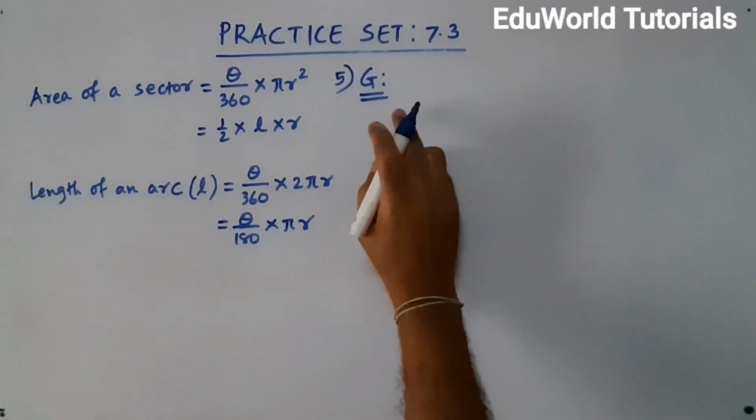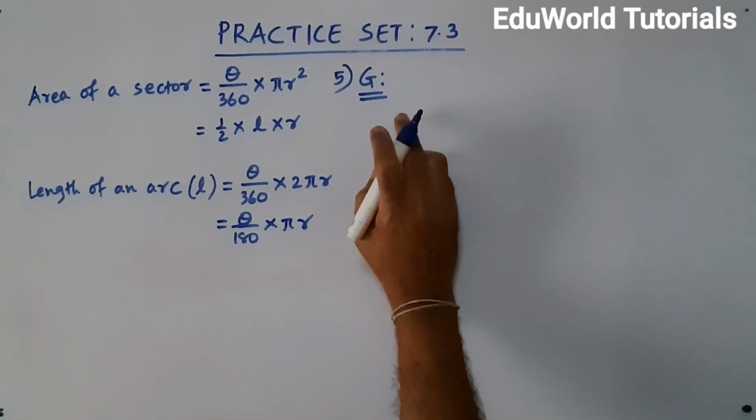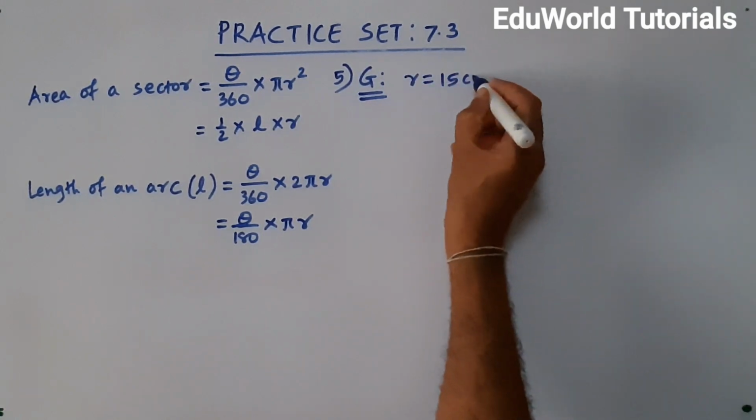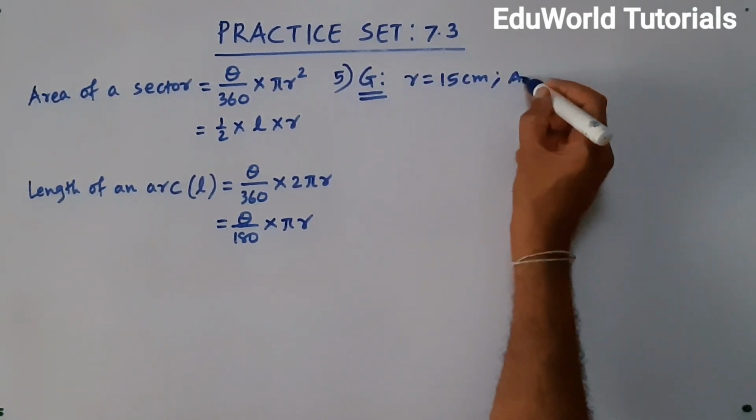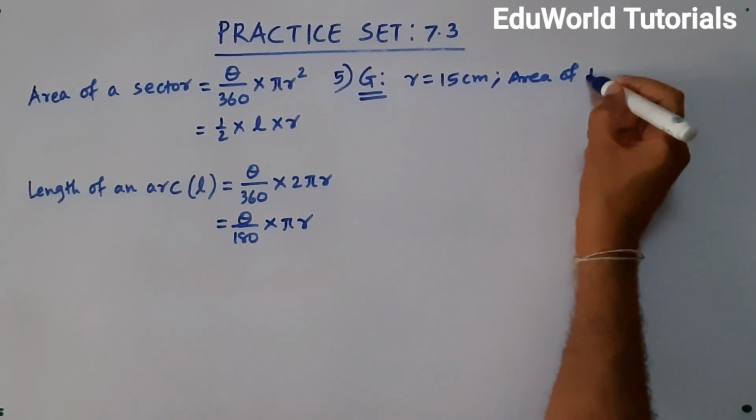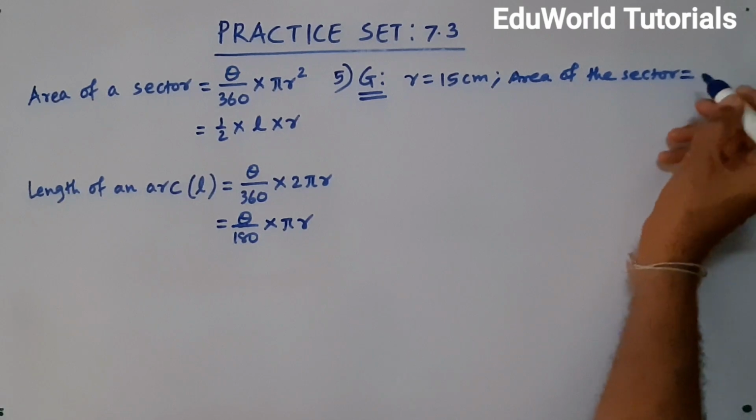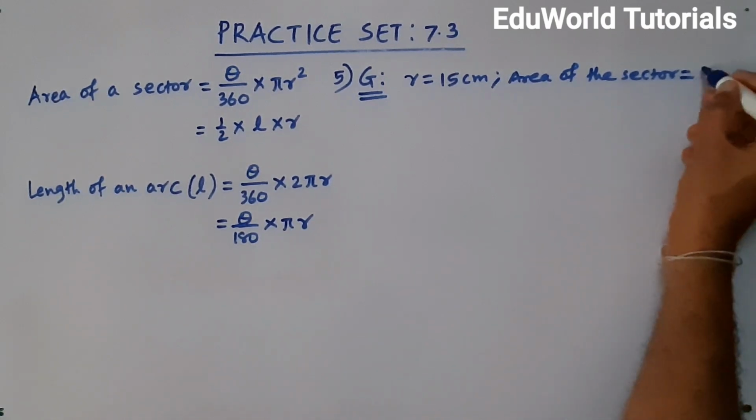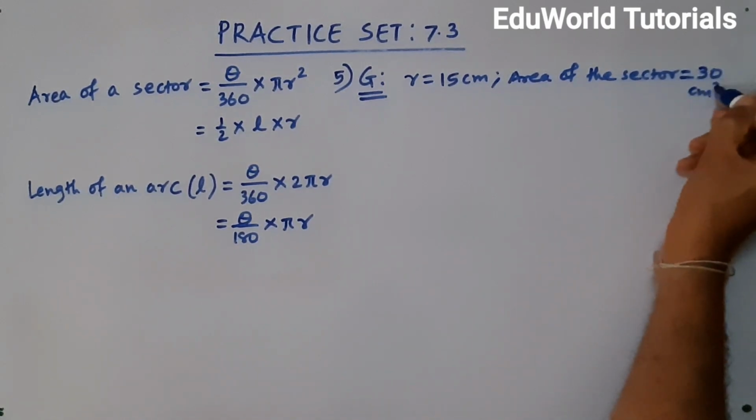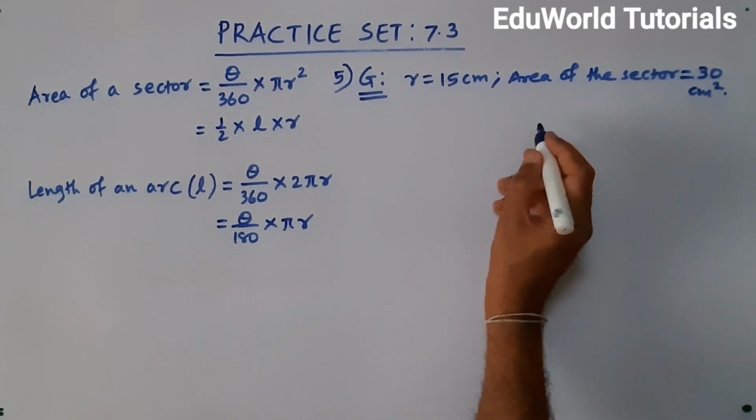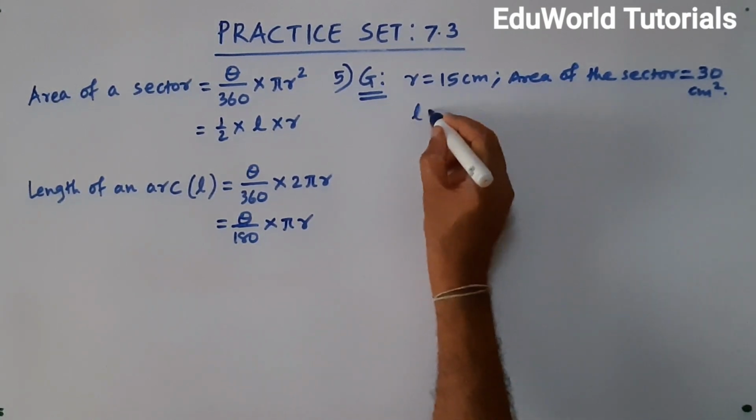The fifth sum reads like this. Area of sector of a circle of radius 15 centimeter is 30 centimeter square. So the radius of the circle is 15 centimeter and the area of the sector is given again. Area of sector, how much is it? It is 30 centimeter square. Find the length of the arc of the sector. We have to find the length of the arc.